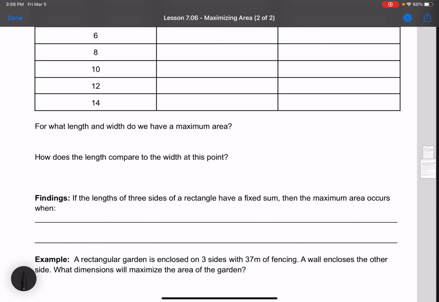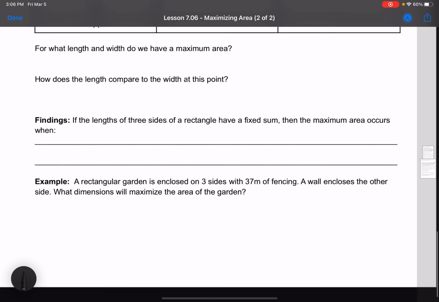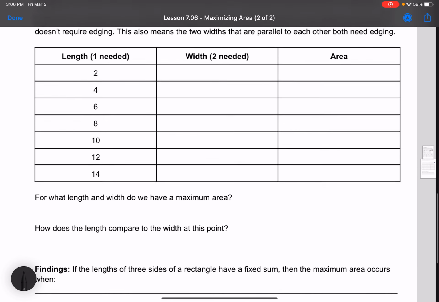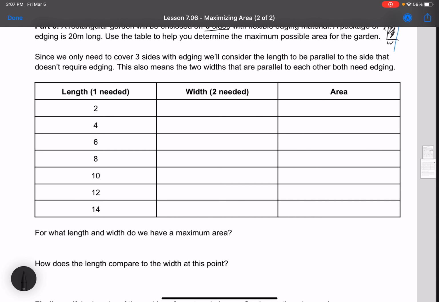Go through, answer these couple of questions and see what the pattern is, if there is one. So how do the length and width compare to each other when you get to the maximum area? And then there's a little example question for you to try out yourself and then to check with the solutions. All right, so go ahead and get started on that. And if you get stuck, you can always check the solutions afterwards.